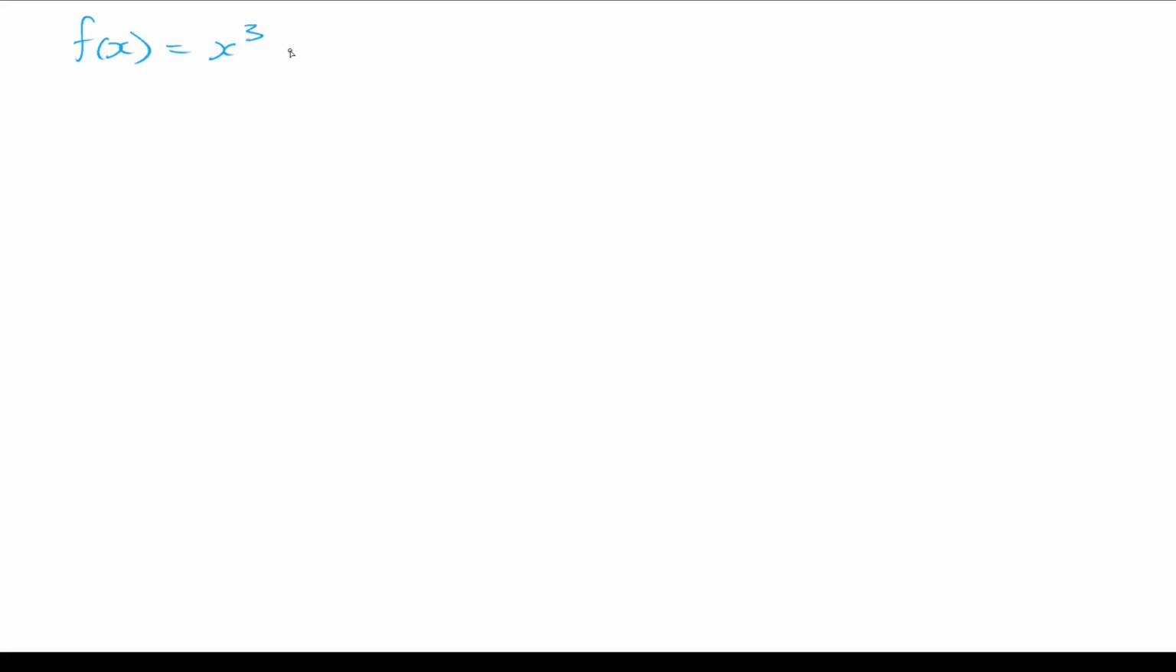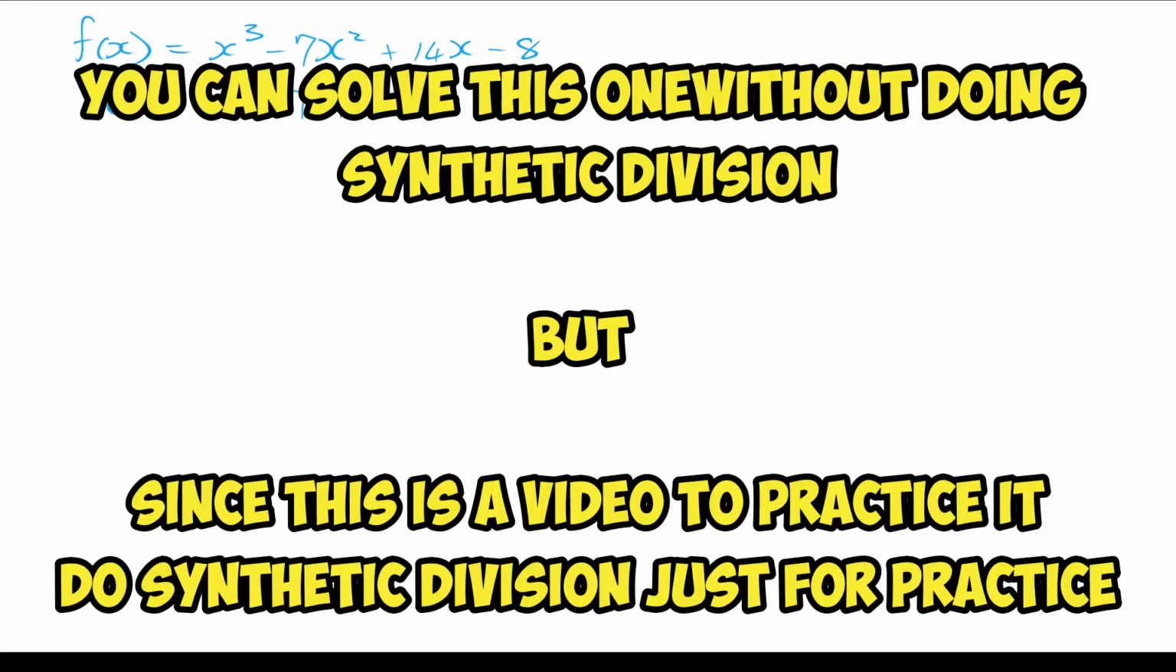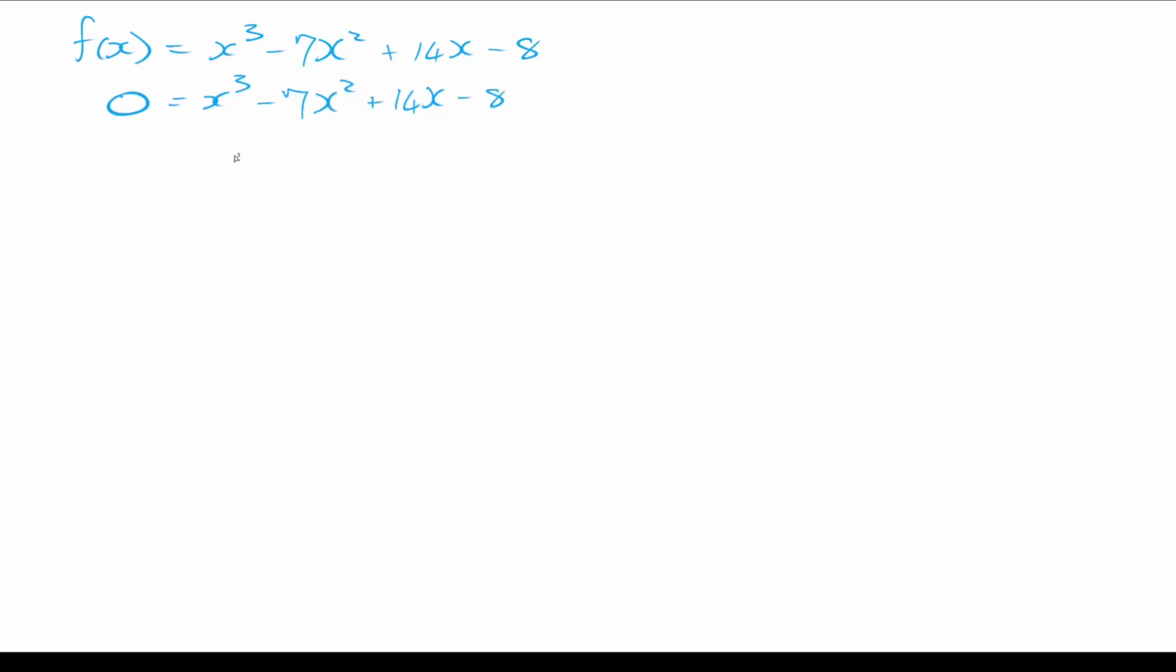x^3 - 7x^2 + 14x - 8. I'm going to say all of this is equal to 0. I'm going to leave my little space for where my brackets are going to be, equals 0. And I'm going to have x equals something.